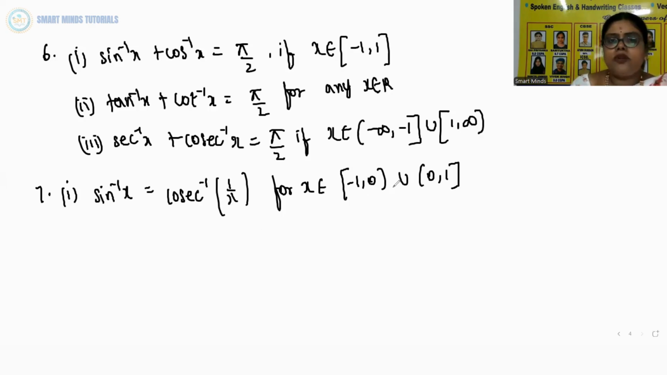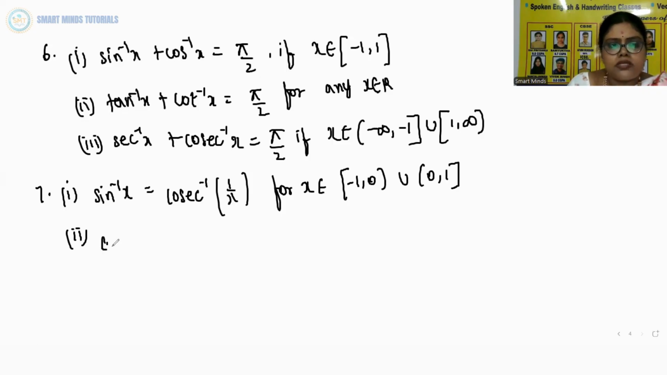So this is excluding 0. So it takes all values from minus 1 and 0, excluding 0. And again it takes values from 0 to 1, excluding 0. So here only 0 is excluded. Remaining all numbers are included between minus 1 and plus 1.